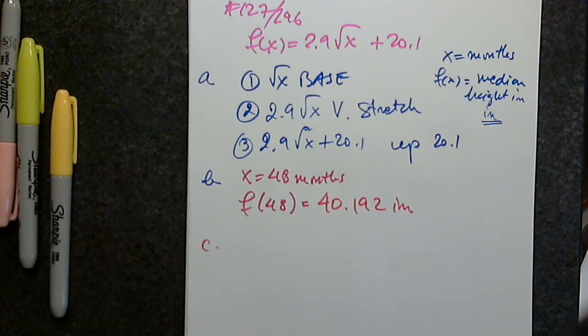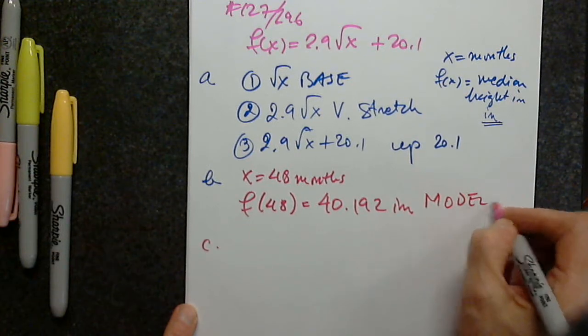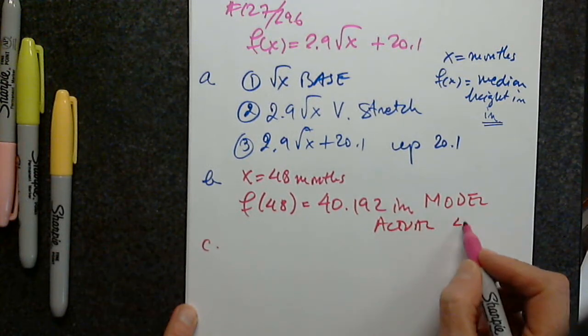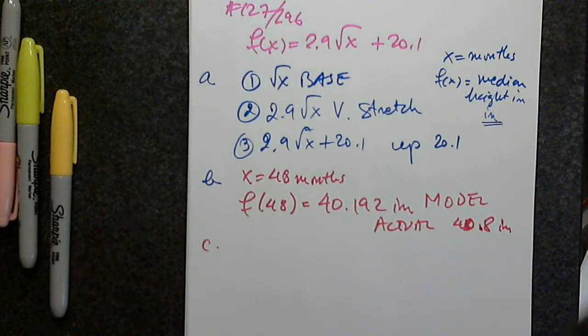And now it's asking us the actual median height for boys at 48 months is 40.8. So this is from the model, and actual is 40.8 inches. And now the question is, how well does the model describe the actual median height? So 40.192 from the model, from the function, and the actual was 40.8.